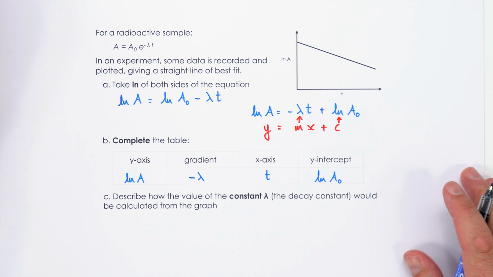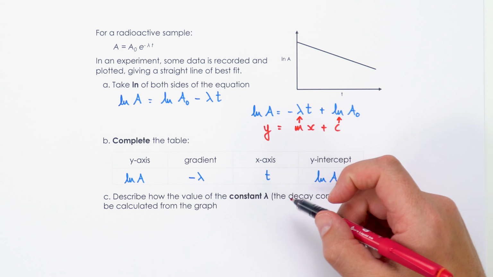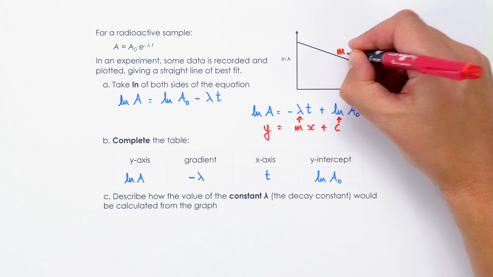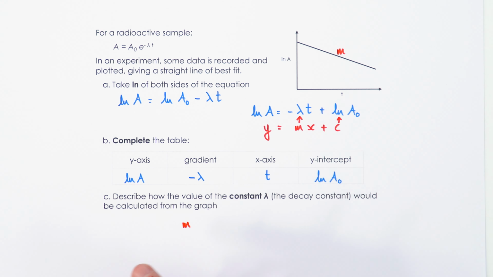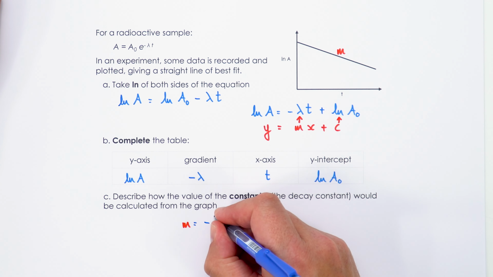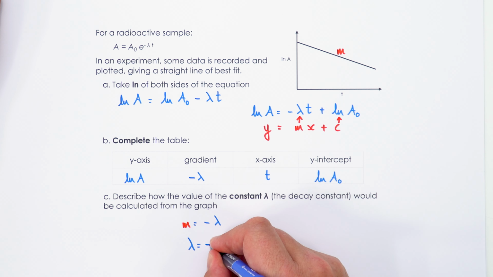Describe how the value of the constant lambda could be calculated. So it says here this is called the decay constant. So this is going to be related to the gradient m on that graph. We can say that the gradient m is equal to minus lambda, and that means lambda is going to be equal to the negative value of the gradient.